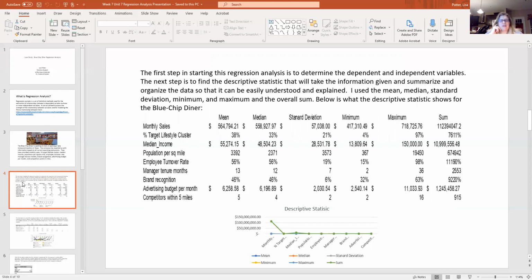So this shows that basically a Blue Chip Diner could be located almost anywhere and not have much competition based on this information.